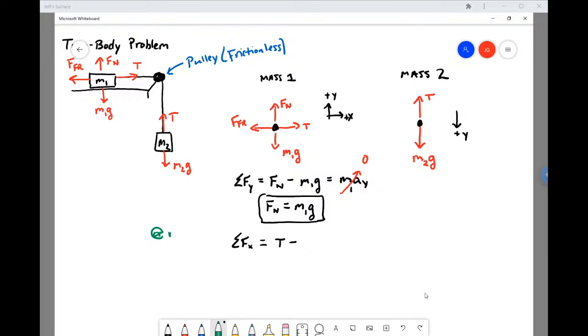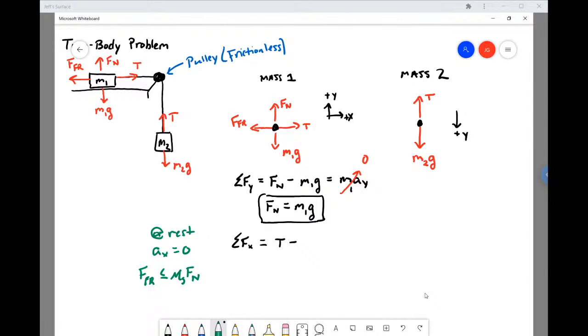That's supposed to be an at symbol, rest. And that means the acceleration in the horizontal direction is also 0. And that also means that the frictional force is less than or equal to the coefficient of static friction times the normal force. So if it's at rest, it's static friction.